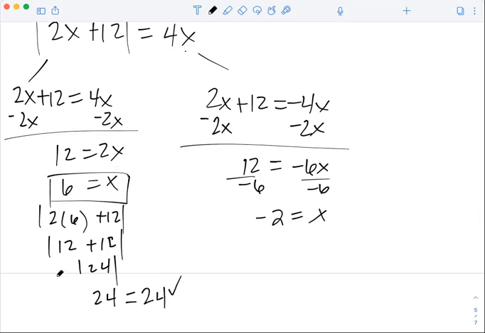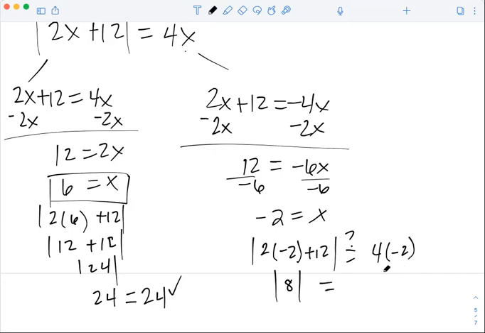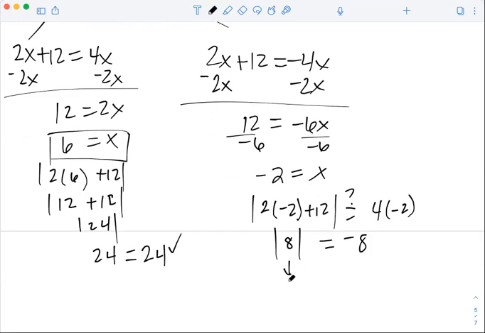6 is a solution. Plugging in negative 2: the absolute value of 2 times negative 2 plus 12. Does that equal 4 times negative 2? Negative 4 plus 12 is 8. And over here on the right side, we have negative 8. The absolute value of 8 is positive 8, so positive 8 does not equal negative 8.